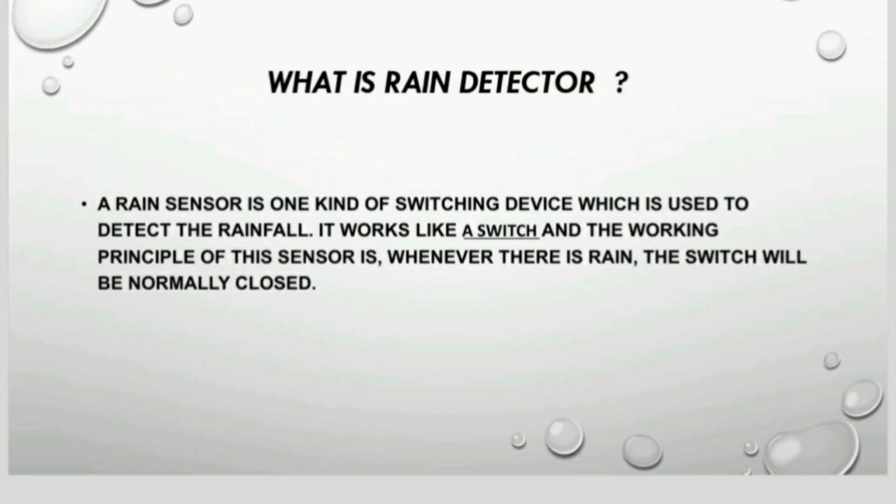Do you know about the rain detector? No, don't worry, I'll explain. So, a rain detector is a kind of switching device which is used to detect rainfall. The rain alarm project is a simple but very useful project that detects rain and automatically triggers an alarm or buzzer.